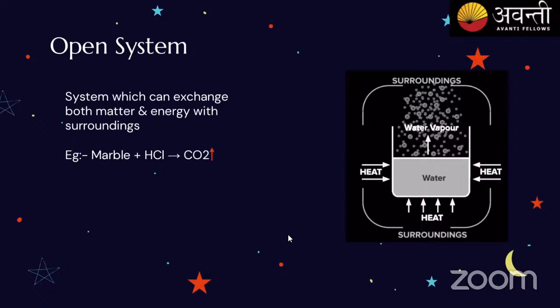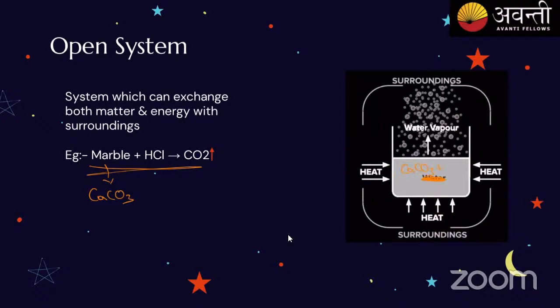I've given you one more example here. If you take marble, what is marble made of? CaCO3, right? Calcium carbonate. If you take calcium carbonate, a marble piece, and HCl liquid, and heat it, it will give us, sorry, carbon dioxide. It will give us carbon dioxide gas.